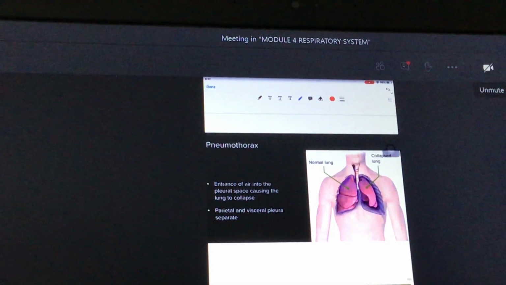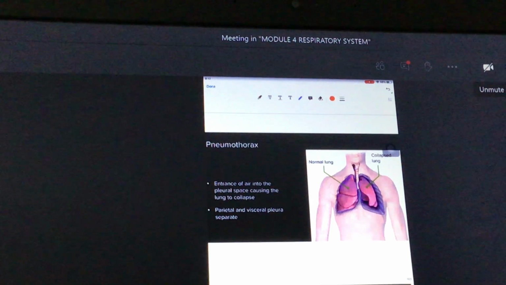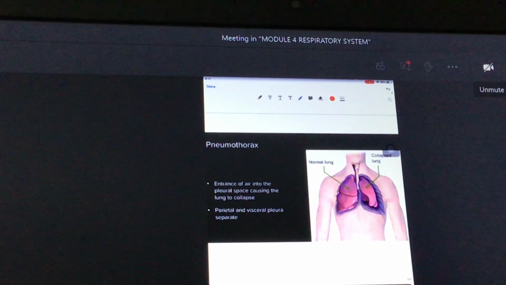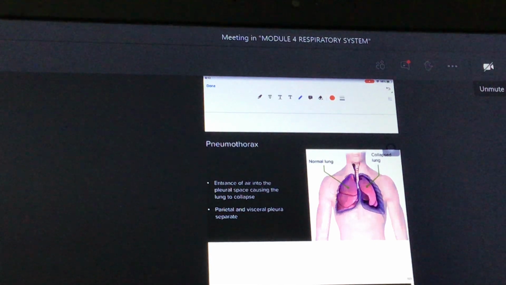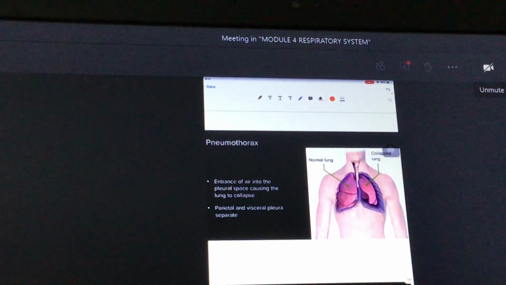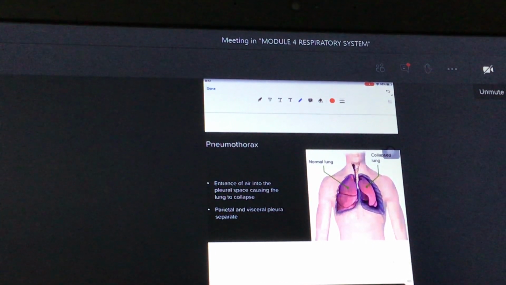But most commonly, pneumothorax is usually due to, what you call this, accident.